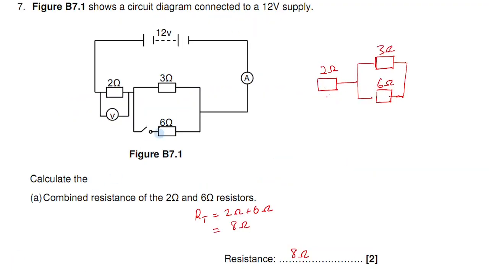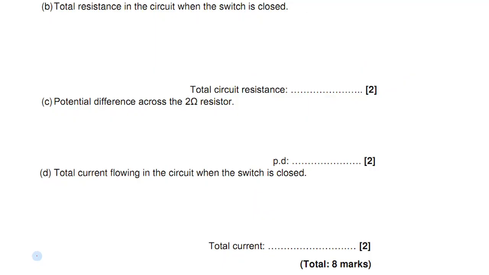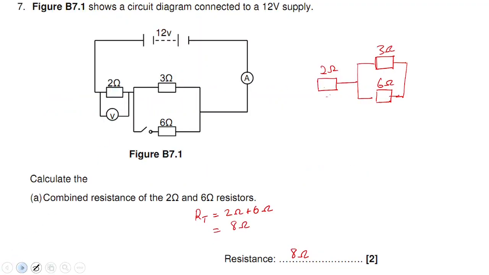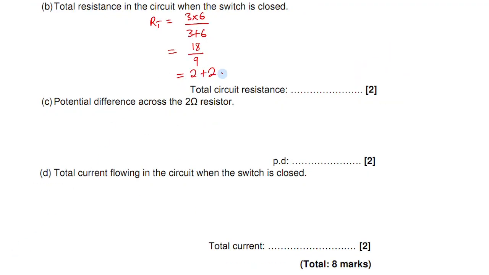Here they are saying total resistance in the circuit when the switch is closed. So what will be the total resistor when the switch is closed? First of all, you deal with the one in parallel, then you add this. The parallel resistor is going to be 3 times 6 over 3 plus 6, which is 18 divided by 9, so it will be 2. Now you add this other 2 here, so 2 plus 2 is going to be 4. So here you put 4 ohms.